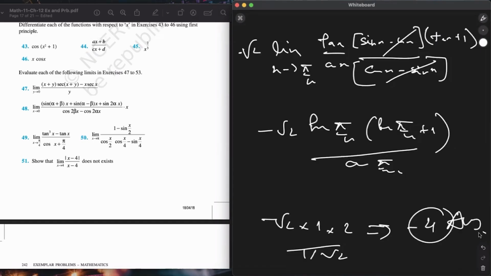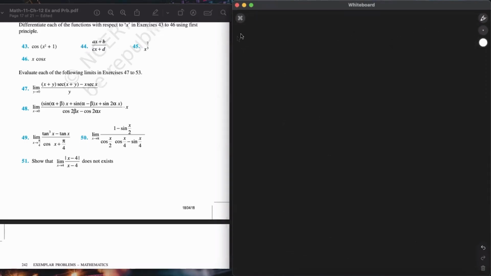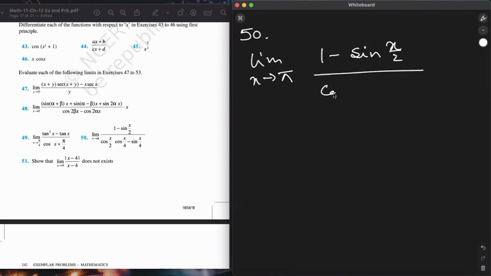Okay. So let's move on to the next question, which is question number 50. So in question number 50, we have been given the limit for x tends to pi, and 1 minus sin x by 2 divided by cos x by 2 times cos x by 4 minus sin x by 4.